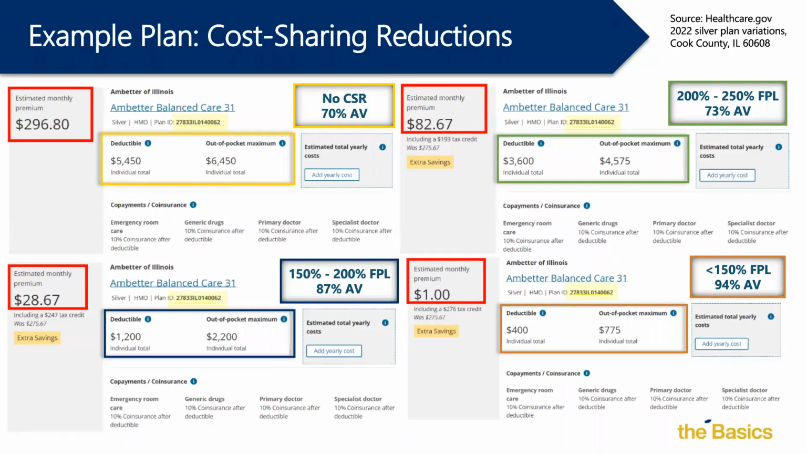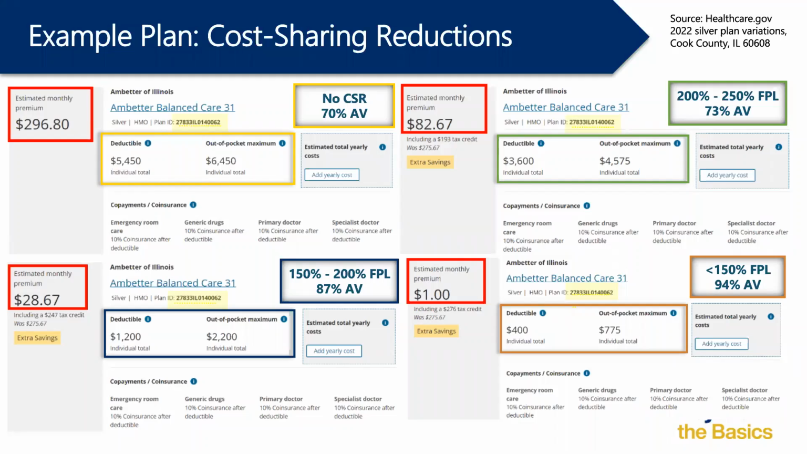primary care doctor. Now, if I'm somebody who enrolls in that plan and I have a lower income, let's say that I'm going to qualify for the 87% AV plan right below it. And so I have an income over 150%, but not higher than 200% of poverty line. I'm going to actually enroll in this very same plan. And then the plan that I have is actually going to have a $1,200 deductible instead of a $5,400 deductible, a $2,200 out-of-pocket maximum instead of the $6,400 in the unsubsidized plan. And I'm going to have the same actual cost sharing for the primary care doctor, the 10% after the deductible.